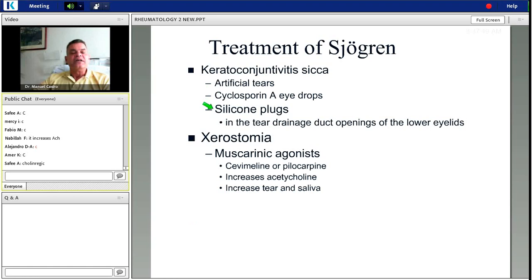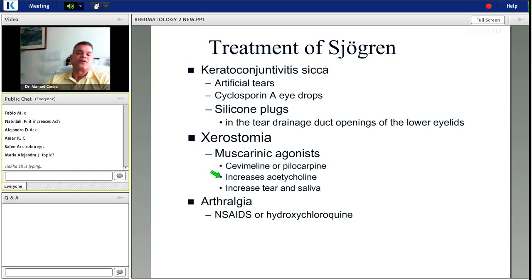Now, for xerostomia, or dry mouth, muscarinic agents such as cevimeline or pilocarpine can be used. It increases acetylcholine and increases tears and saliva in these patients. Cevimeline is a good one, and that's the one that we had on our patient here, a muscarinic agonist, or pilocarpine can be used. It increases acetylcholine and increases the tear and saliva production in these patients. Cevimeline, okay.